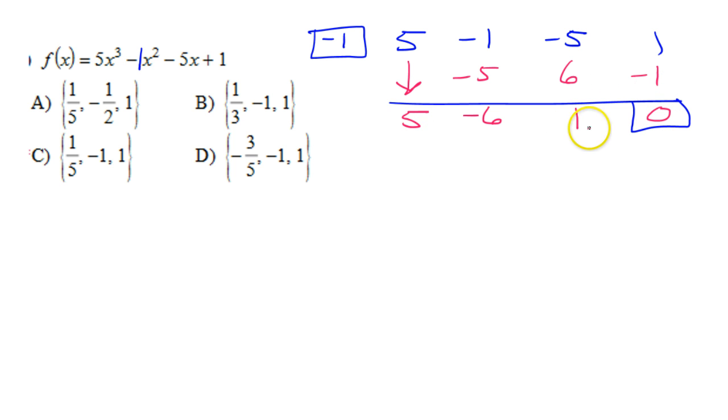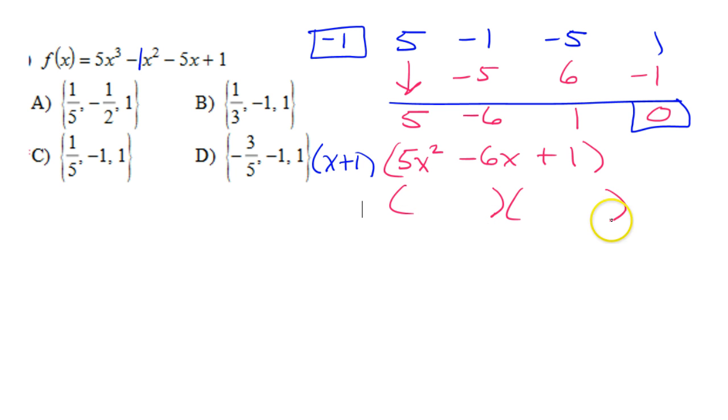Now these are the coefficients of a trinomial. So the trinomial is 5x squared minus 6x plus 1. Okay, the 0 of negative 1 would come from a factor of x plus 1. So far I have factored the original polynomial down to this. But I am betting that this trinomial will factor further. So that's what I'm going to do.